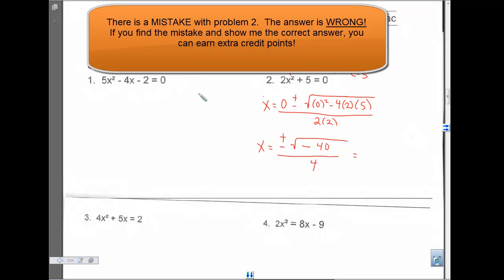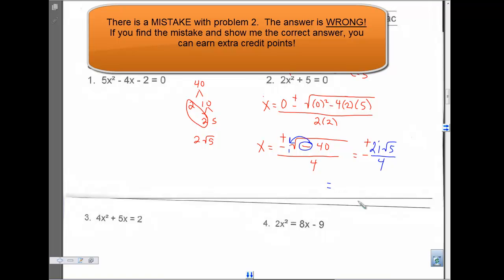I have 40 in here. Let's break this down into our prime factors and simplify this. 40 is 2 times 10. 10 is 2 times 5. So this is going to be 2 times the square root of 5. So we will replace square root of 40 with 2 times the square root of 5. So we have x equals plus or minus. Remember from right before the holiday, this negative pulls out and becomes i. So we have 2i times the square root of 5 divided by 4.